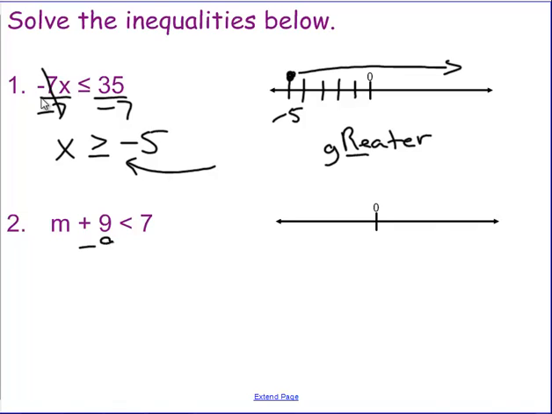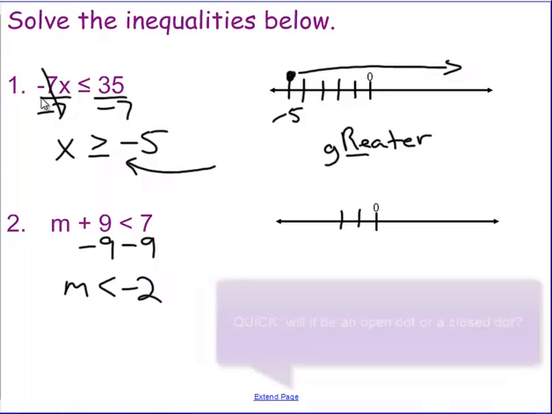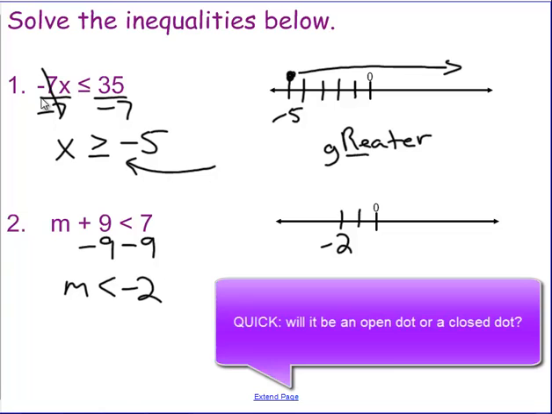Again, your background knowledge takes care of the solving portion. This just means that we need to be able to graph this properly. Because we didn't multiply or divide by a negative, we leave our arrow. M is less than negative 2. First, we want to find that boundary. In this case, it's negative 2.